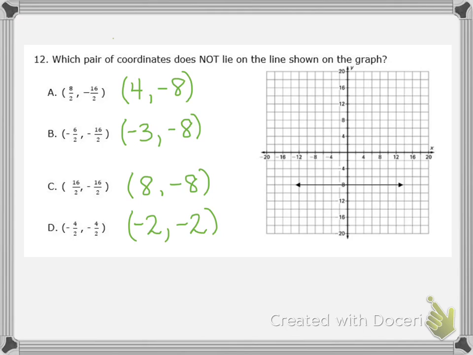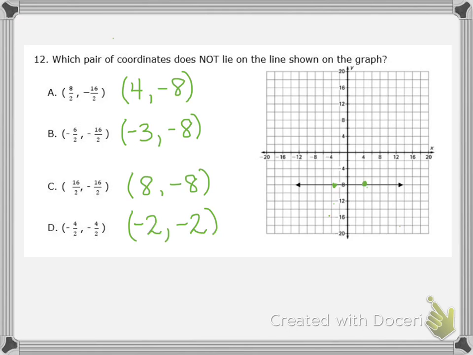Here would be my point. Let's see. Positive 4 and negative 8 would be right about here. Then I have negative 3, negative 8. So negative 3 would be in between negative 2 and negative 4. And then I would go down negative 8. So it would be about here. It's not letting me draw a point. There we go. And then C is 8, comma negative 8.